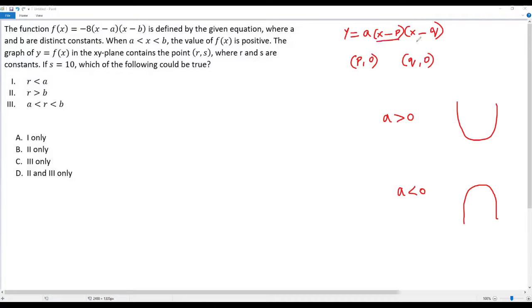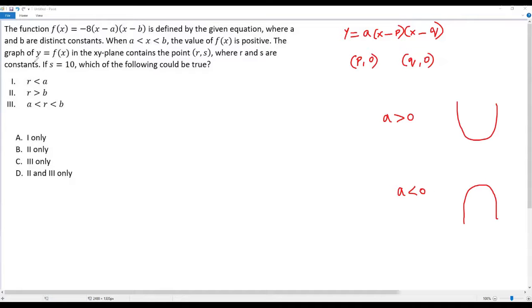So whenever we have (x minus p) times (x minus q) in a quadratic function, (p, 0) and (q, 0) are the two x-intercepts of the parabola. And if the value of a is positive, that is greater than 0, the parabola must open up. And if the value of a is less than 0, the parabola must open down. Now let's use what we have discussed in our quadratic function.